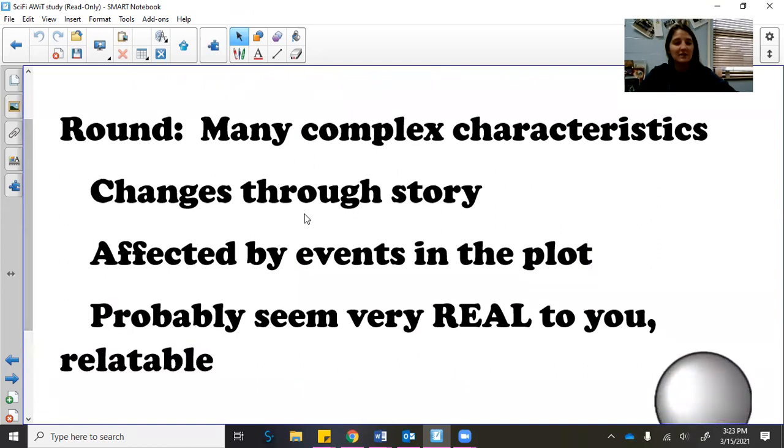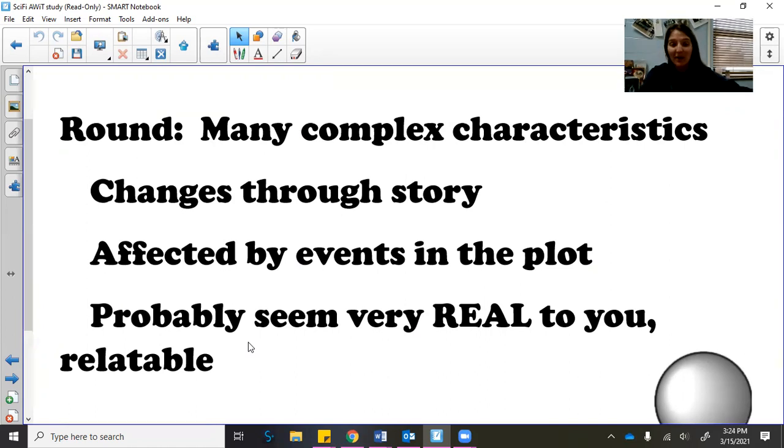A round character has many complex characteristics. They change throughout the story and they're affected by events in the plot. They probably seem very real and relatable to you. I'm not going to give a lot of examples because I want you to identify in the Padlet, based on some of the novels that we have read as a class over the last couple of years, some characters that stand out to you. I'm going to give Disney examples here.